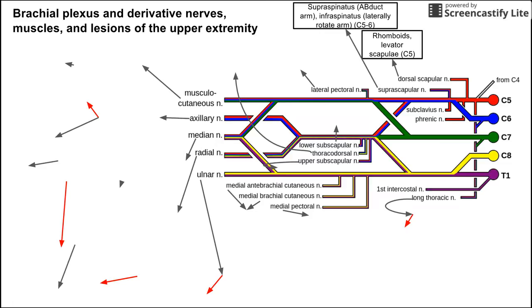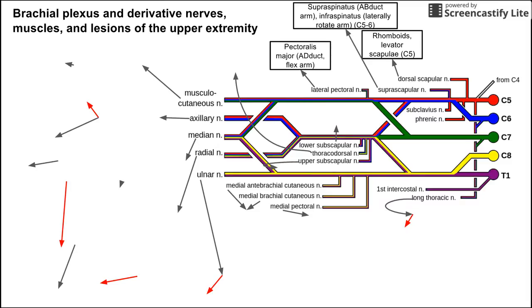The suprascapular nerve innervates the supraspinatus muscle, which is an ABductor of the arm that allows you to raise your arm outwards. The infraspinatus muscle, which allows you to laterally rotate your arm. And lateral rotation is an outward spinning of your arm. These are innervated by C5 and C6.